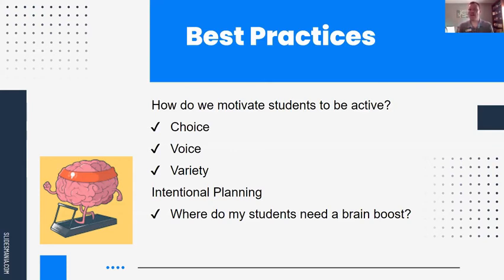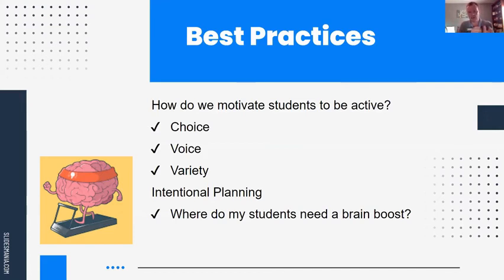And then variety. I think this is an Achilles heel for some active classrooms, where we find something that works and then we just do it, and then it gets old for students. We have to have variety, because if we overdo something, we all know what happens with kids: they lose interest, and then we don't get the benefit that we're looking for.